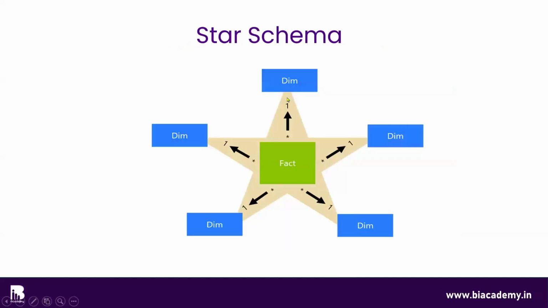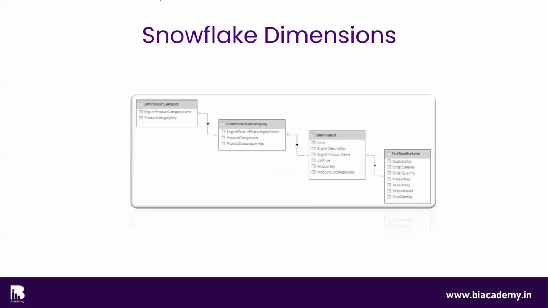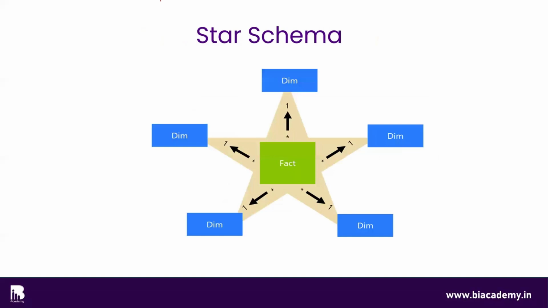Next, let's understand the different schemas in the model. That is also a topic where people might ask what the different schemas in your model are. There are two types of schema: one is star schema and the second is snowflake schema. Let's see what star schema is and what snowflake schema is.